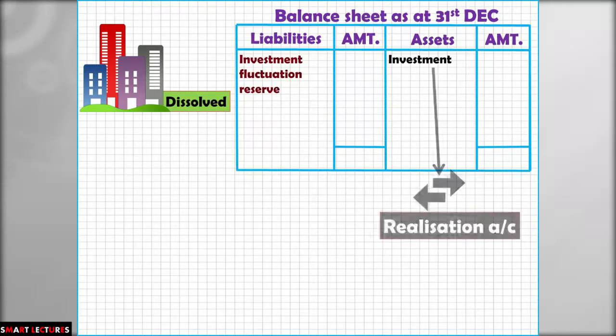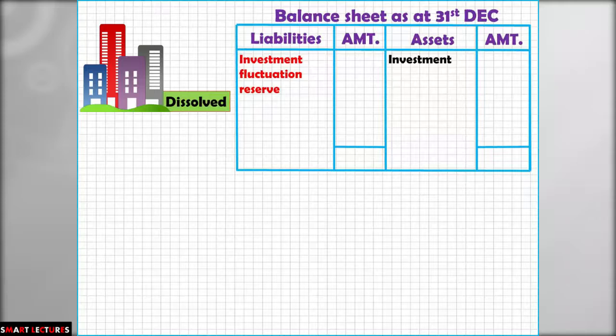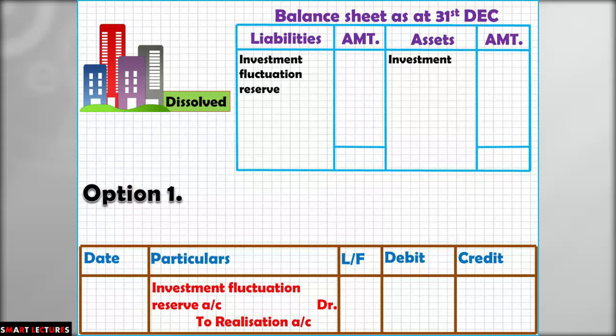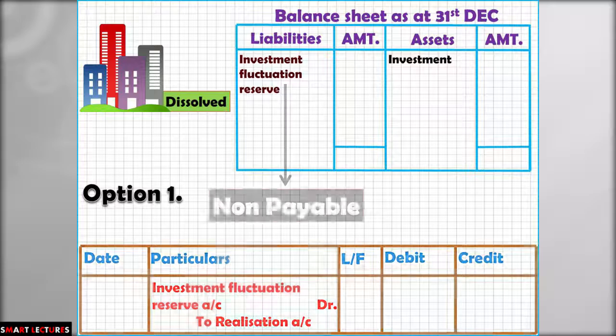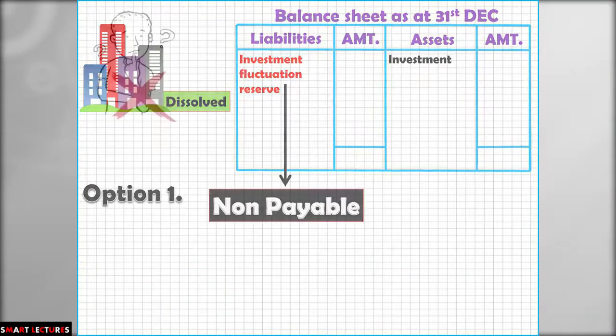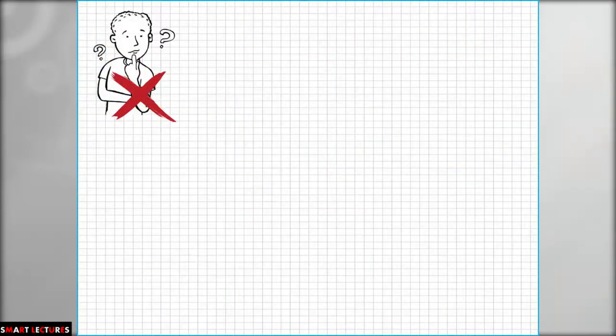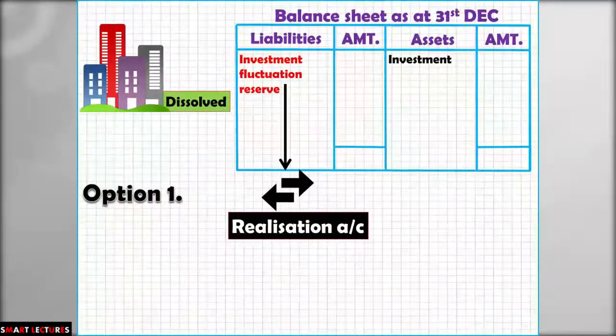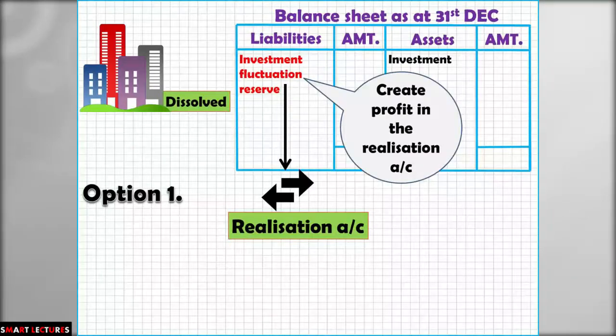But if you find investment fluctuation reserve on the liability side, there are two options. It can be transferred to realization account. In that situation, the journal entry will be investment fluctuation reserve account debit to realization account. Be careful, this is a non-payable item, means you cannot assume that this money was paid by the firm in future if the question is silent. If you do this, means if it is transferred to realization account, it will create profit in the realization account.